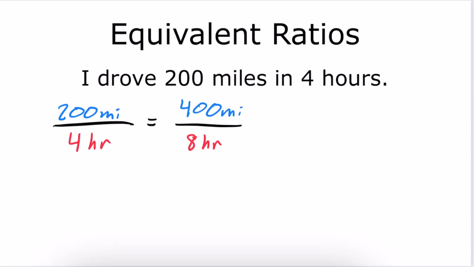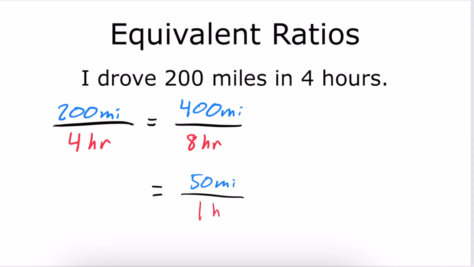And the idea of a simplified ratio is you just make the numbers as small as possible. So in this case, because I can divide 200 and 4 by 4, they both have that as a factor. I'm going to say another equivalent ratio would be going 50 miles in 1 hour.